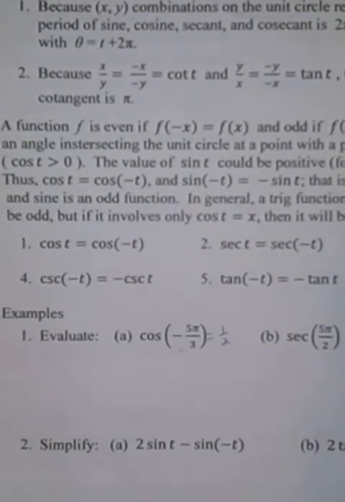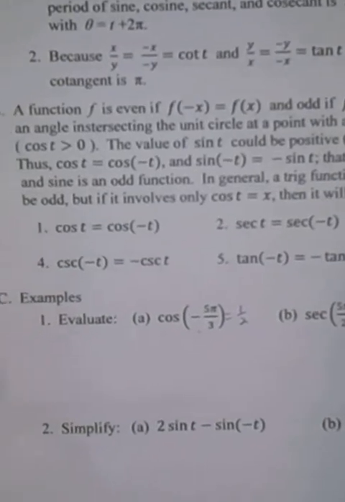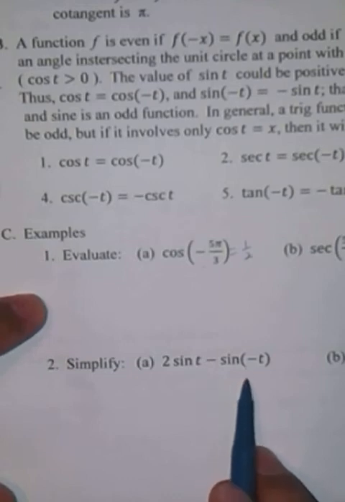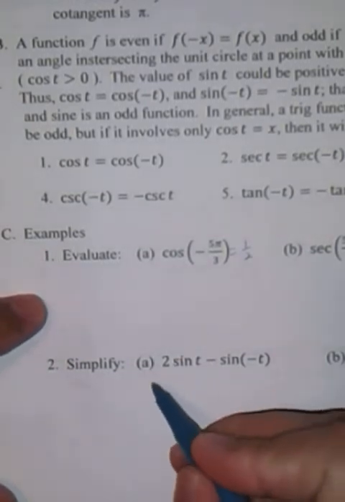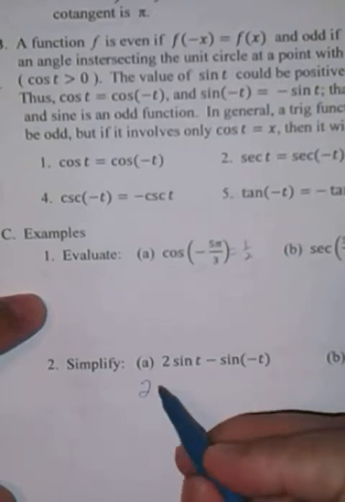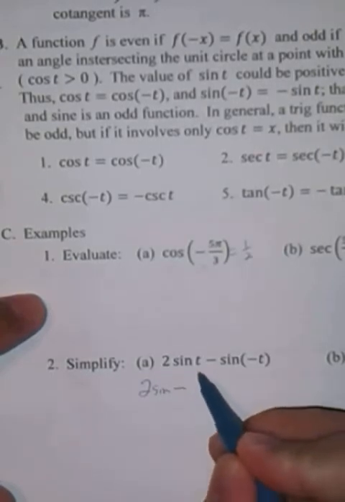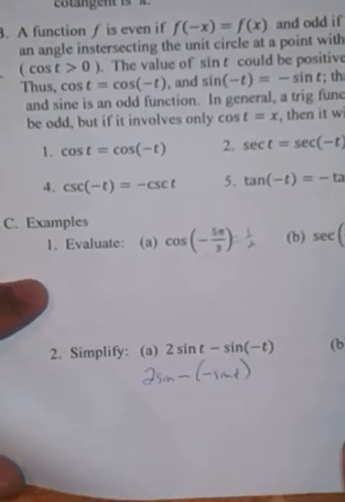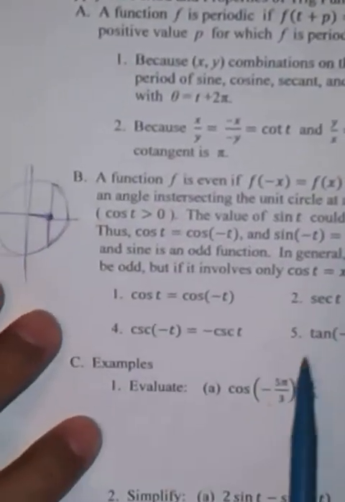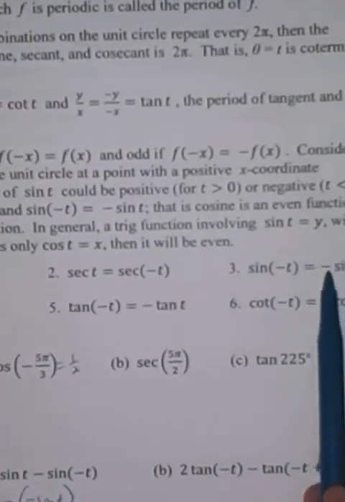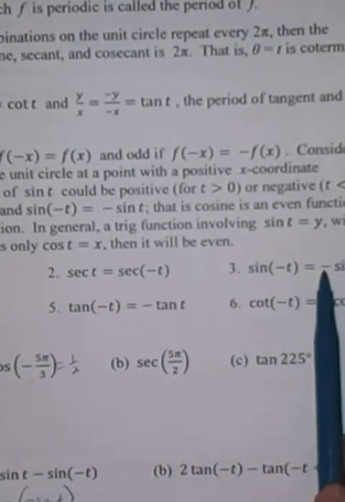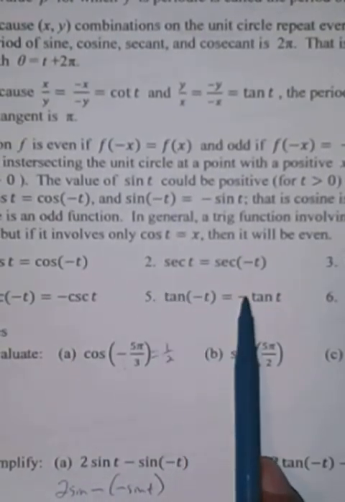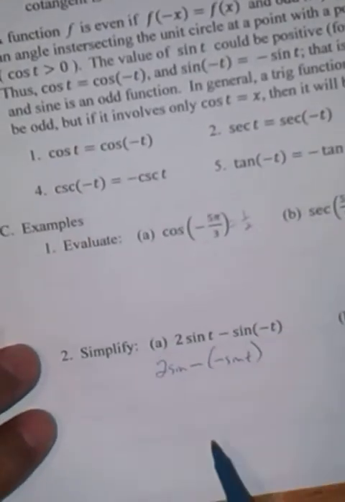All right, and then number 2, simplify, and we'll do A together. The other ones we'll leave for class. So 2 sine t minus sine negative t. Remember, sine is odd. So I can think of 2 sine t minus sine of negative t as 2 sine t minus negative sine of t, because odd means you can pull out the negative. That's one way to think about it. I pull out the negative and it becomes that, okay?